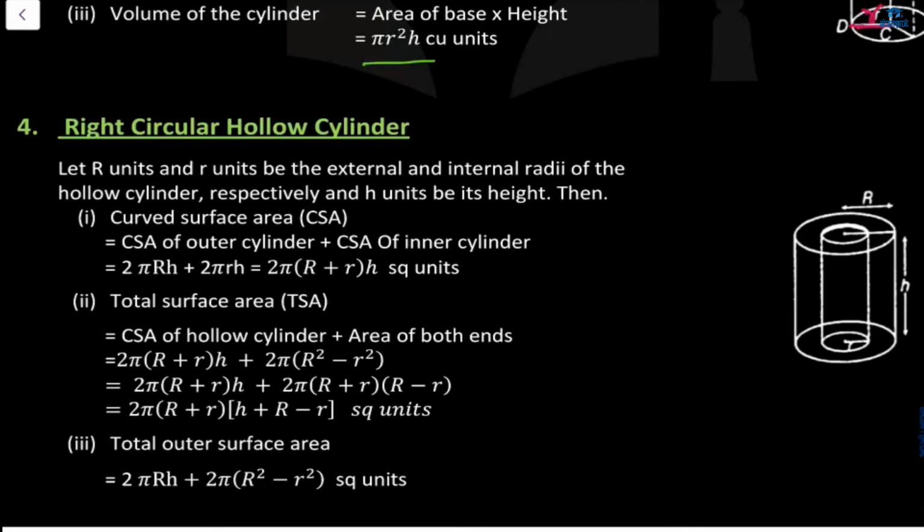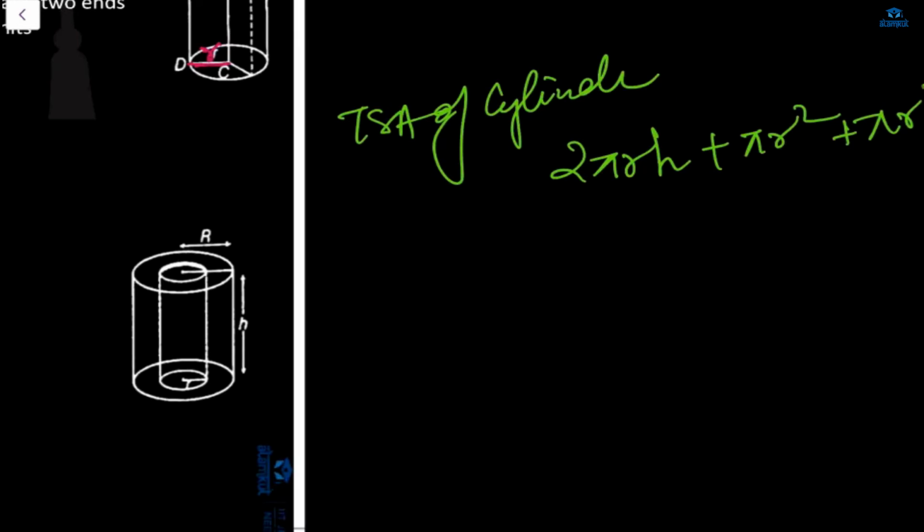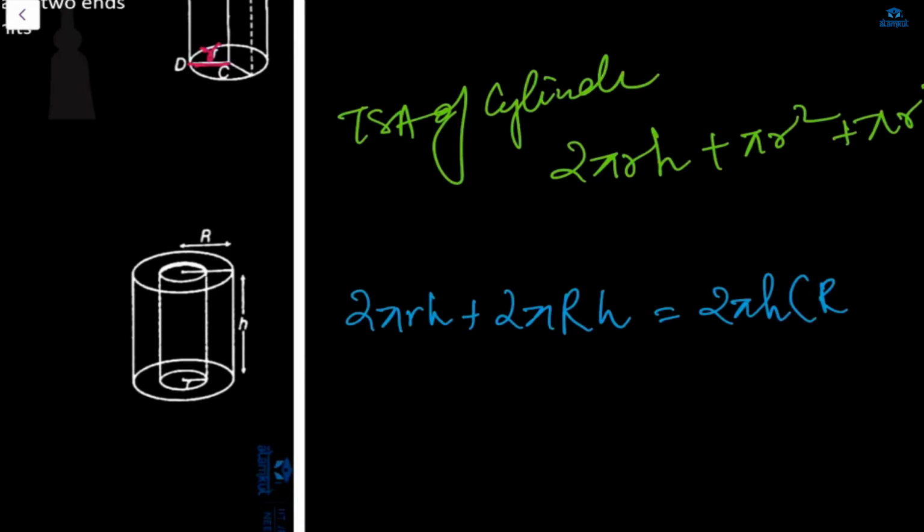Now, curved surface area. We already know the curved surface area of a cylinder. What is it? 2 pi r h. Now, when you're taking the curved surface area of a hollow cylinder, you are going to add the curved surface area of the outer cylinder plus the curved surface area of the inner cylinder. So there's nothing much complicated. Only you will have two different radii. You'll have 2 pi R h plus 2 pi r h. So you can take 2 pi h common and R plus r. So this is your CSA.